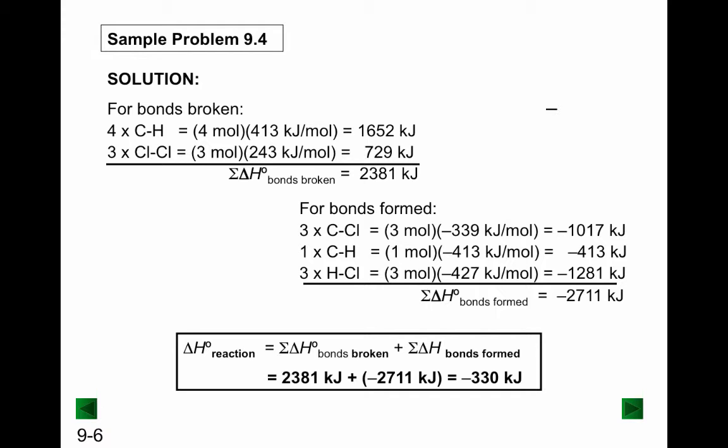The total energy associated with bond making is 3 moles times 339 kilojoules per mole, and add this to 1 mole times 413 kilojoules per mole, and add this to 3 moles times 427 kilojoules per mole for a total of 2711 kilojoules. Now plug these values into equation 9.2 and solve for delta H of the reaction. Hopefully you found this reaction is exothermic and the total energy released is 330 kilojoules.